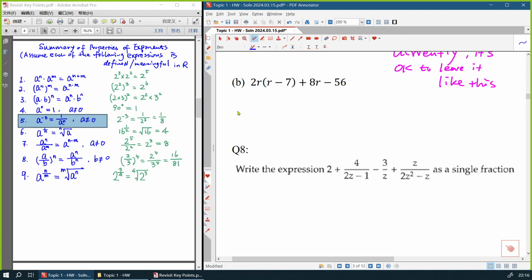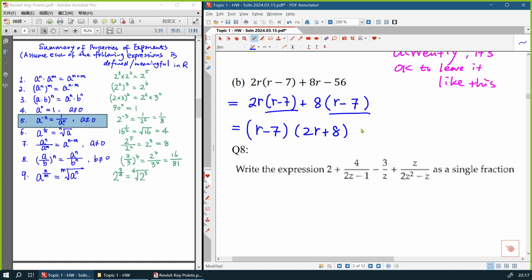And next one, how to factorize this. Okay, note that there is a common factor for 8 and 56 here. We can put 8 in front, then what's left in the parentheses is just r minus 7, right? So r minus 7 is a common factor. We can then put it in front, then what's left there is 2r plus 8, right? Then 2r plus 8 has a common factor 2. We can put 2 in front, so that leaves us 2 times r minus 7, then times r plus 4. You follow me?